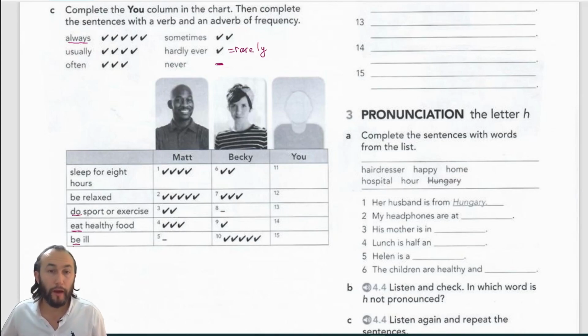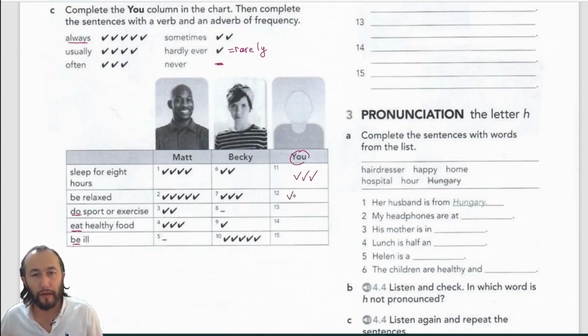Right. And what about you guys? So you do it for yourself. And here, for the sake of explaining, I'll do it for myself, right? Sleep for 8 hours? No. Let's go for often. So I'm gonna put 3 ticks. And be relaxed. Usually I'm relaxed, really. So I'm gonna put 4 ticks.